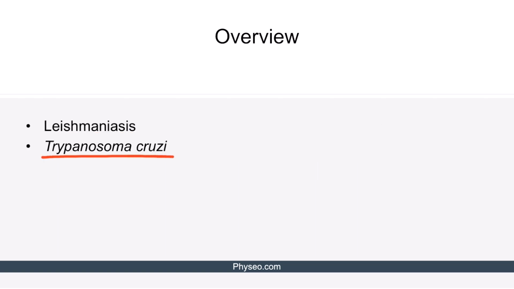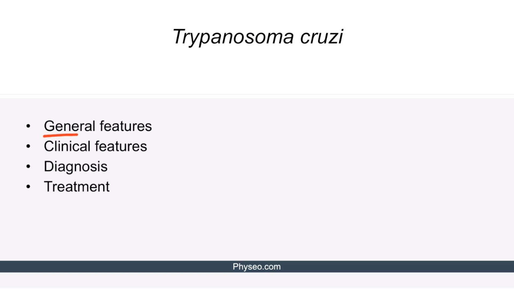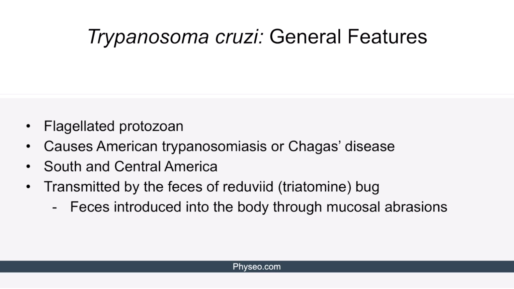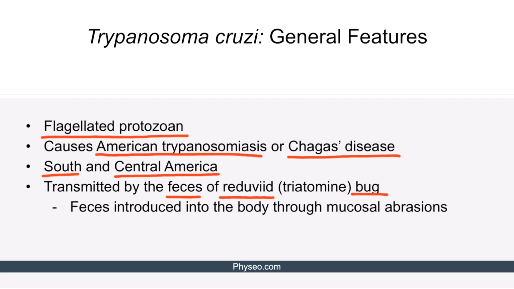Next, let's discuss Trypanosoma cruzi infection. Just like in the last topic, we're going to discuss general features, clinical features, diagnosis, and then treatment. Now, Trypanosoma cruzi is a flagellated protozoan which causes American trypanosomiasis or Chagas disease, and it's typically seen in South and Central America. And this is transmitted by the feces of the reduviid bug, also called the triatomine bug.